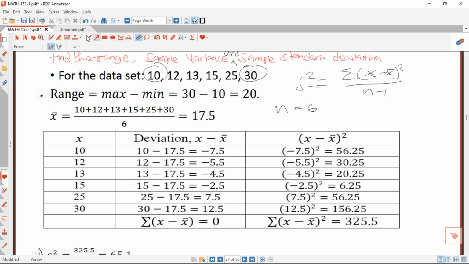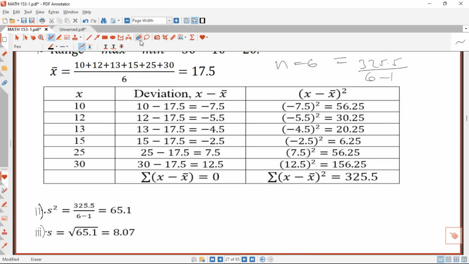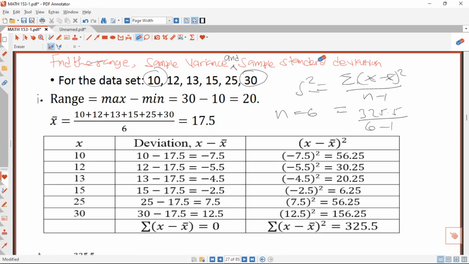So here we are going to get our s squared to be what? 325.5 divided by 6 minus 1. When you come down here, that is what they have done here nicely for us. So here we have 225.5 divided by 6 minus 1, and the total is surely going to give us 65.1, right? 65.1.